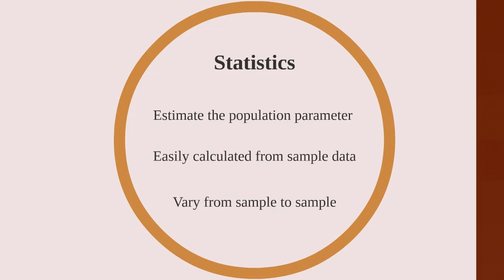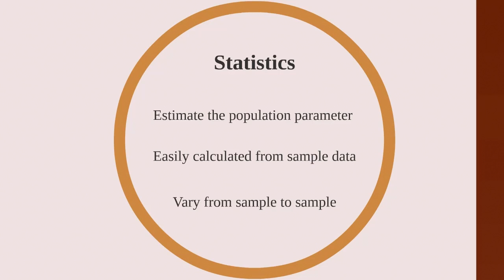It's just an estimate. It doesn't mean that we have the correct population parameter, but based upon our sample data, it's our best guess of the population parameter. And we use statistics because we have samples available to us and we can easily calculate the statistic from the sample data. Unlike a population in which the parameters are constant, statistics vary from sample to sample.